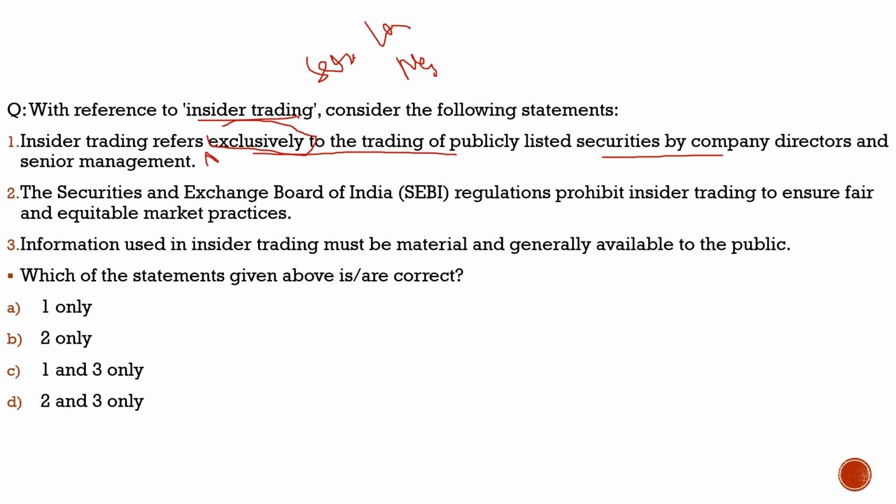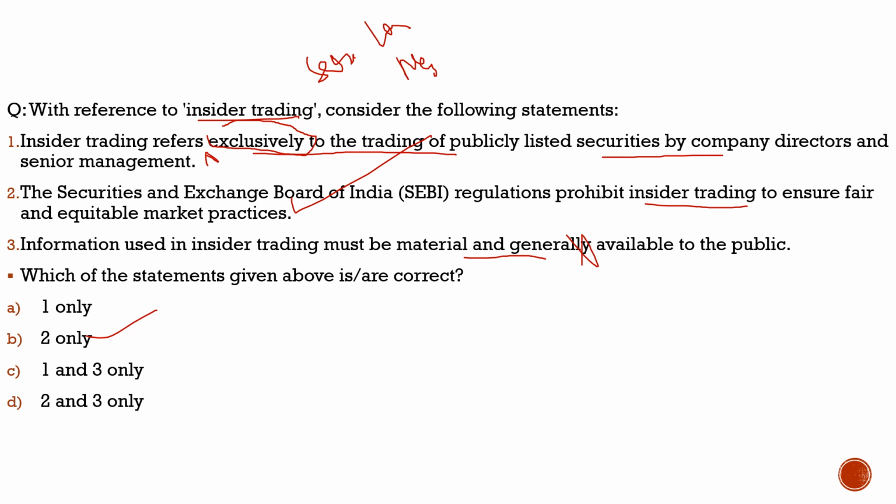Second statement: the Securities and Exchange Board of India regulations prohibit insider trading to ensure fair and equitable market practices. 100% correct. Third: information used in insider trading must be material and generally available to the public. No, in insider trading the information is not available to the public, so this is also incorrect. So with respect to this question, the correct statement is statement 2, which is option B only. With this, we complete our discussion of today's questions from current affairs.